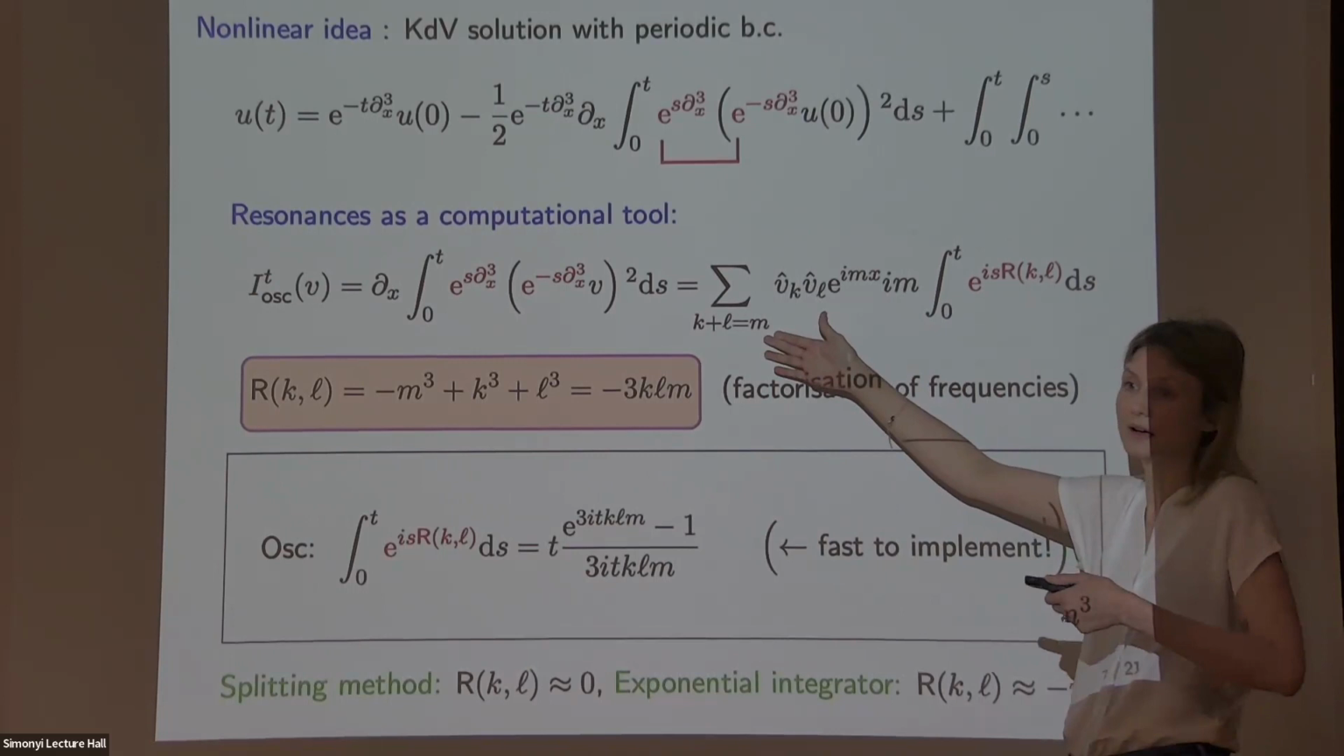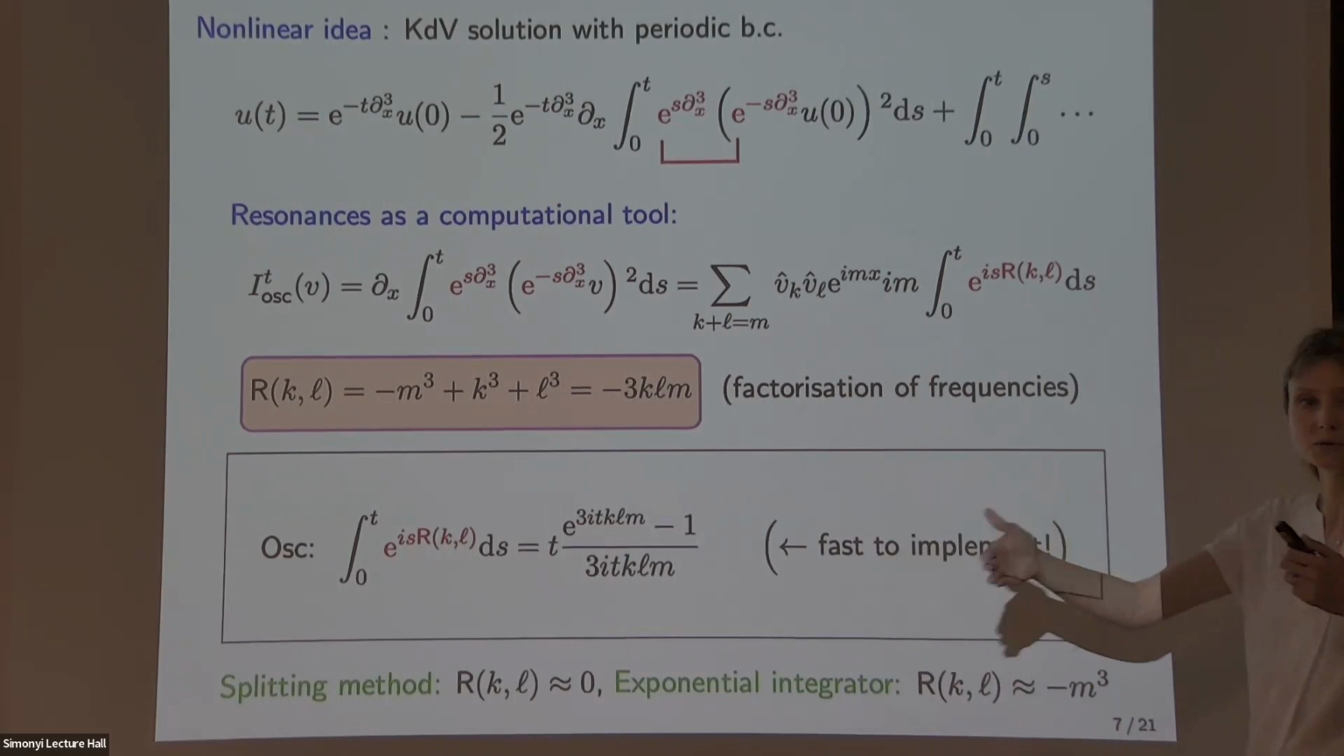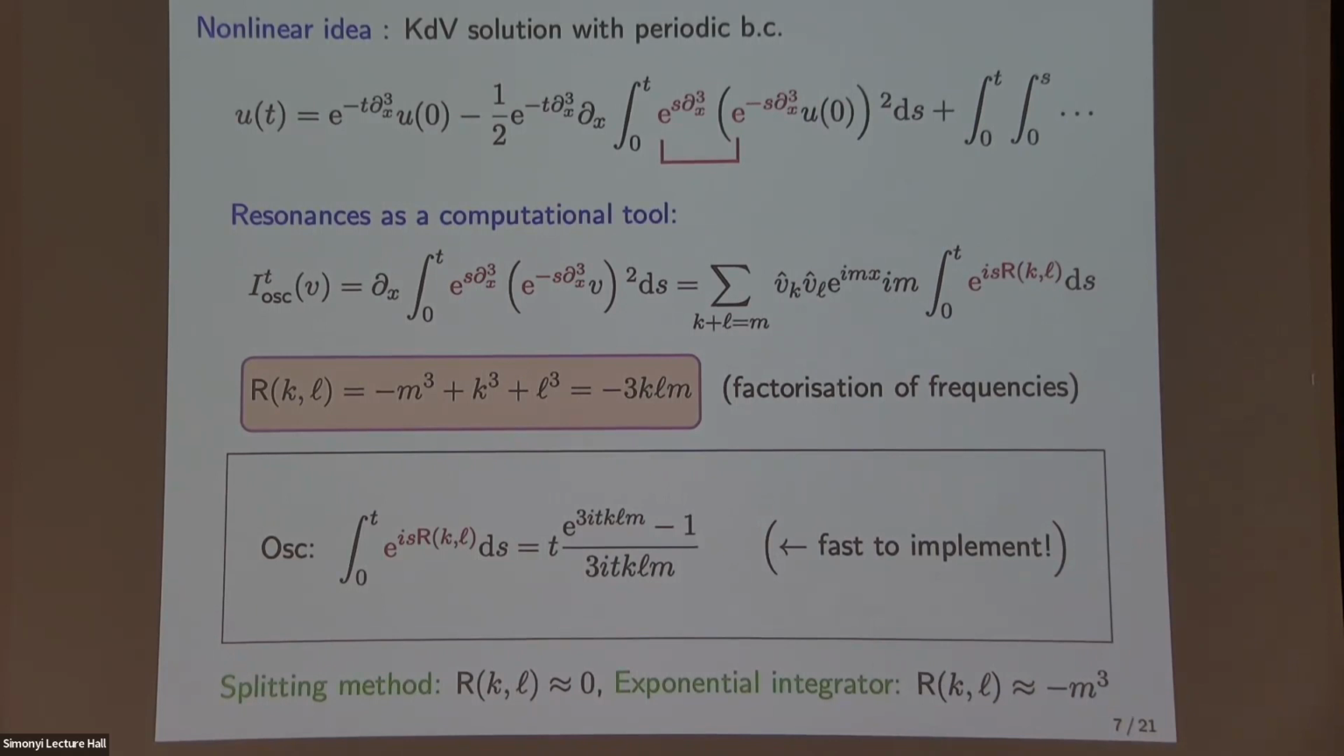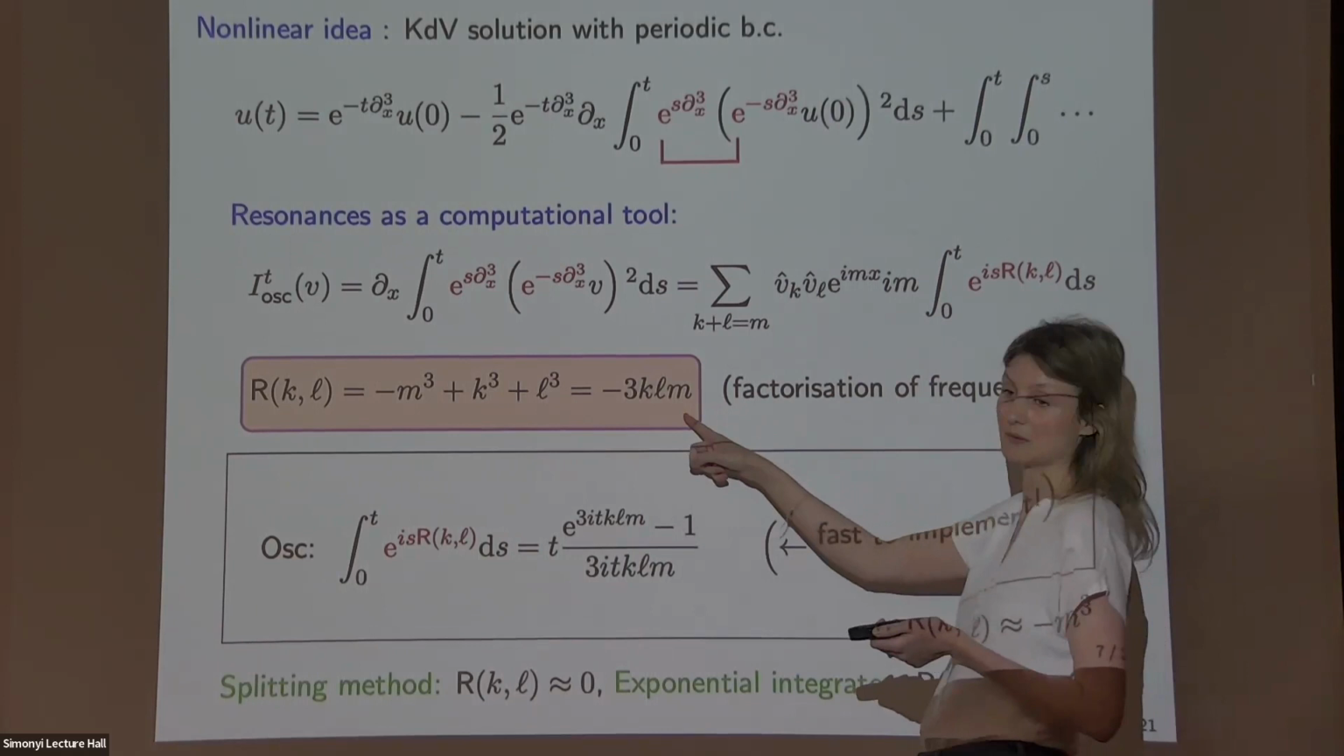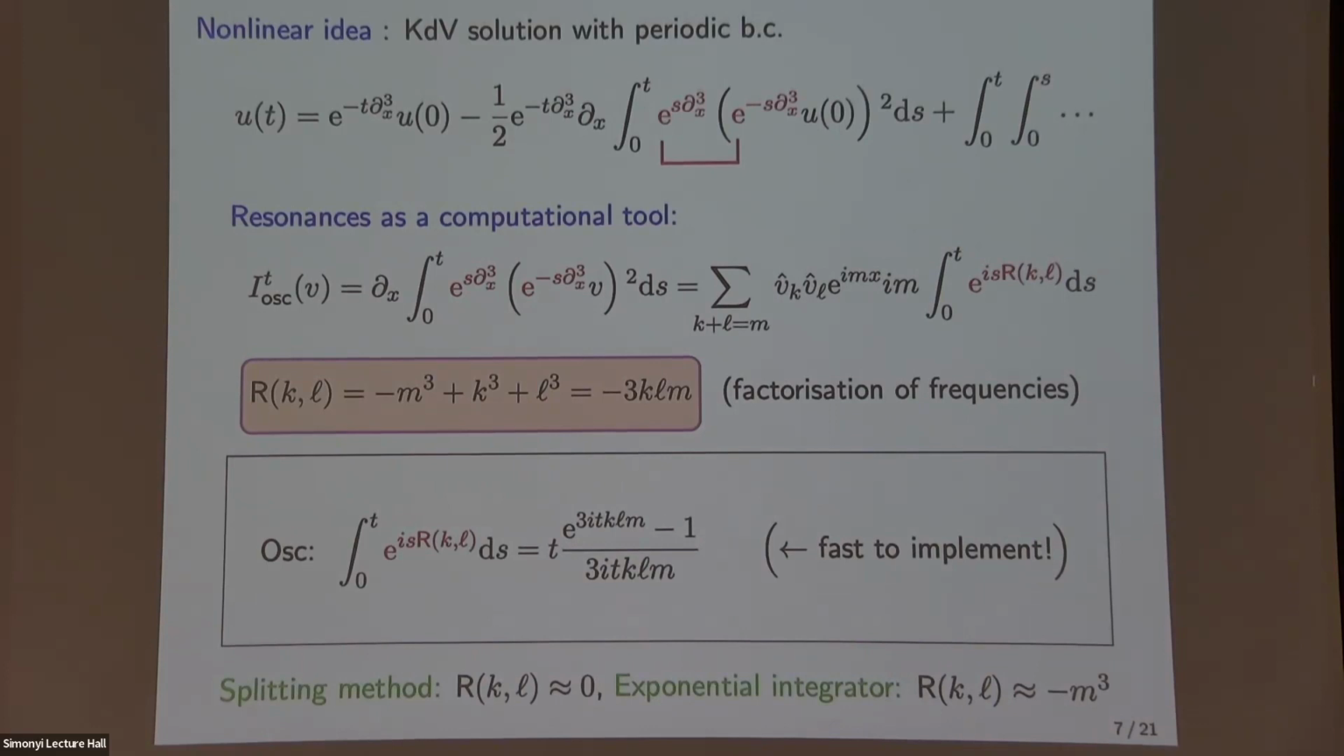And so what you want to do is use the FFT, the fast Fourier transform, to switch between Fourier space and physical space, carry out differentiation in Fourier space, and then move back to physical space for function multiplication. For the KdV equation, this works very well because you really have a factorization of frequencies. Unfortunately, for other equations, this does not work so well, and we have to have a little bit of a trade-off. Okay, and so this is the basic idea for the KdV equation.